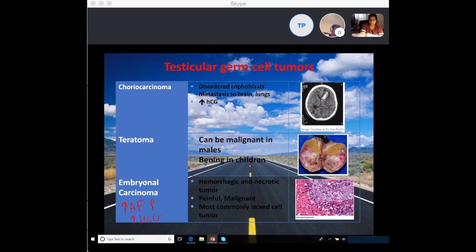As a quick recap, amongst testicular germ cell tumors, seminomas are the most common. They account for about half of all testicular germ cell tumors. Second most common are the mixed germ cell tumors, such as the non-seminomatous ones that we talked about. Those make up about a third.